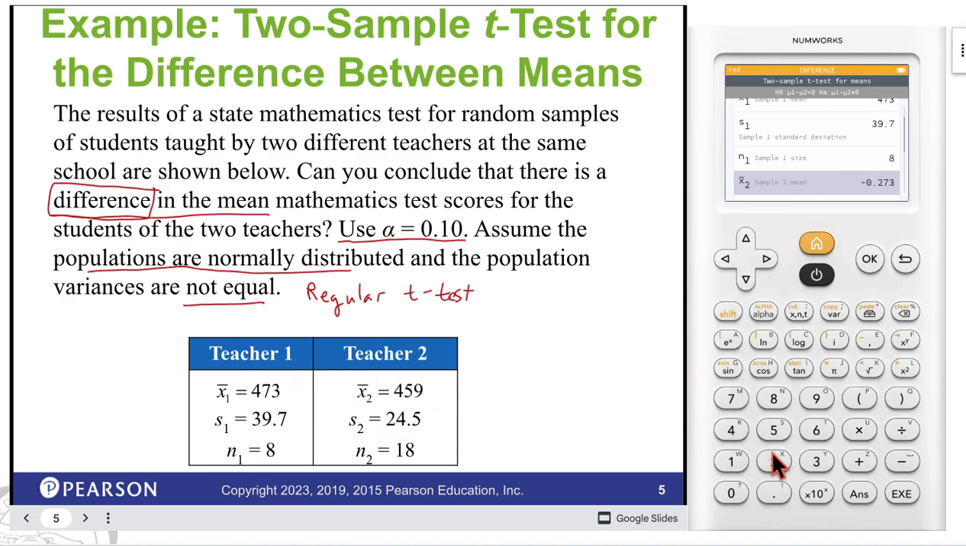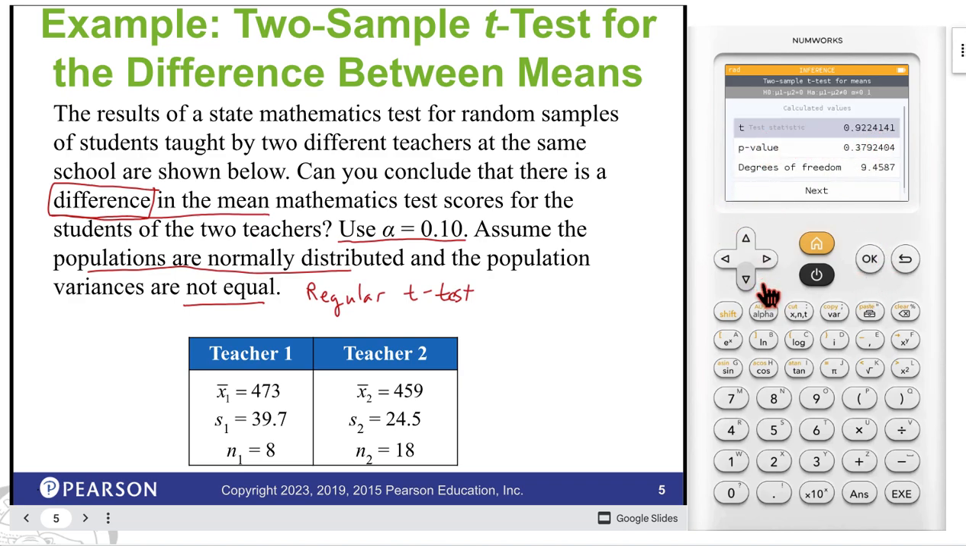Mean of teacher number 2, the mean score was 459. The standard deviation of 24.5. And a sample size of 18. So the formulas take into effect all the variation, the sample sizes, and all that kind of stuff. We want it at an alpha of 10%. The default is 5, so we change this to 0.1. We're good. And now we've run the tests.